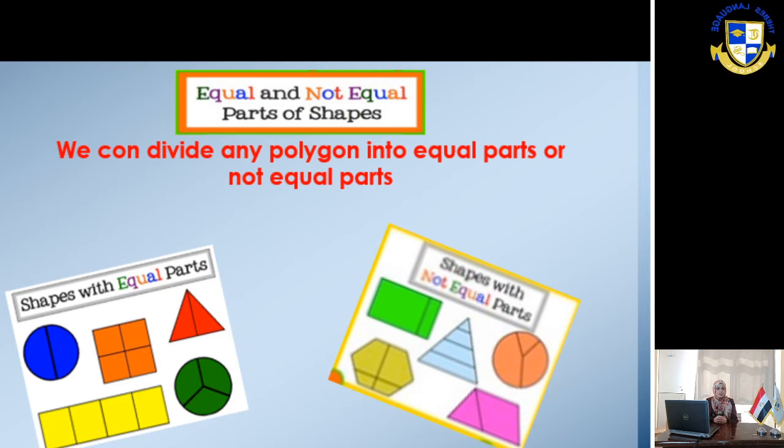What about the shapes with not equal parts? You can see the green rectangle. It's not equal. It's divided into one big part and another small part. Every shape that you can see is not divided in equal parts. Pieces are small, pieces are big. This is not equal. Equal means the same part.